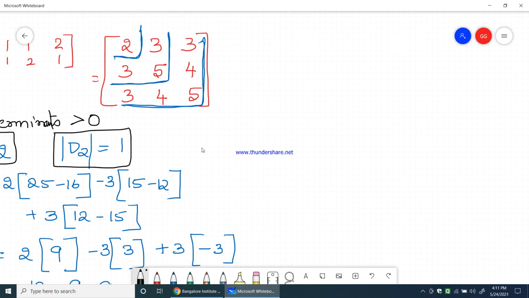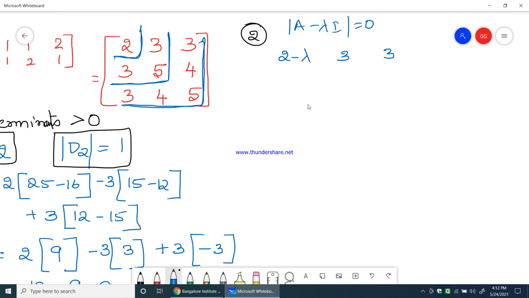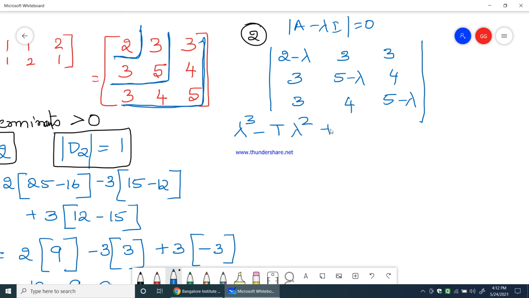Now let me see the second method, finding the eigenvalues. To find the eigenvalues, we will have A minus lambda I, and the determinant of A minus lambda I equals 0. So we have [2 minus lambda, 3, 3; 3, 5 minus lambda, 4; 3, 4, 5 minus lambda]. The determinant of this is to be found, and we will use the formula lambda cubed minus trace into lambda squared plus the sum of the diagonal minors into lambda minus the determinant of the matrix equals 0.